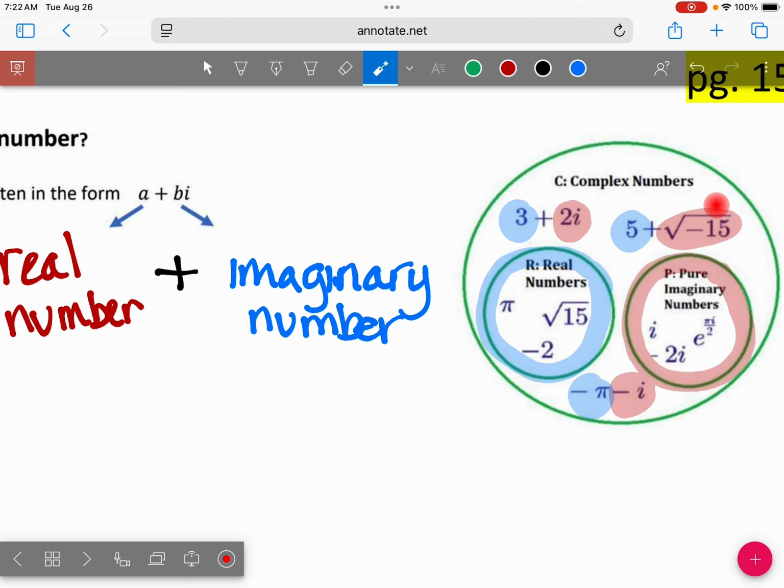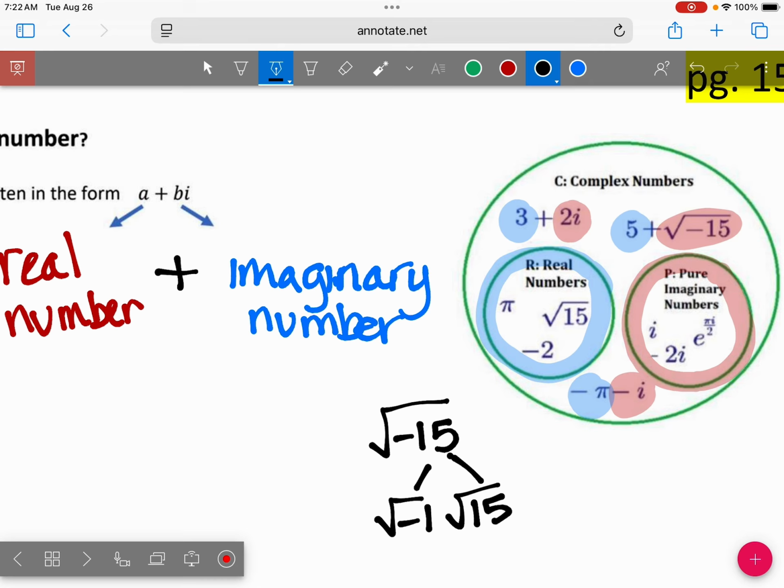And who remembers, what did we learn yesterday? If you have the square root of a negative, so for example, I have the square root of negative 15. The first thing we would do is take away the negative 1 and the 15. You have to separate them. And what did we learn yesterday? What is the square root of negative 1? i. So this one would actually be i root 15.